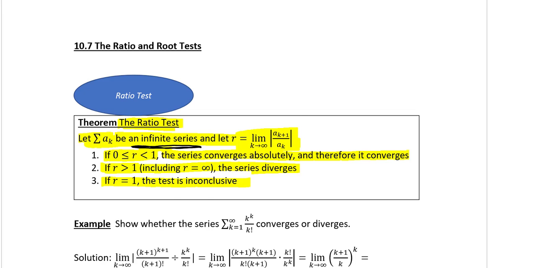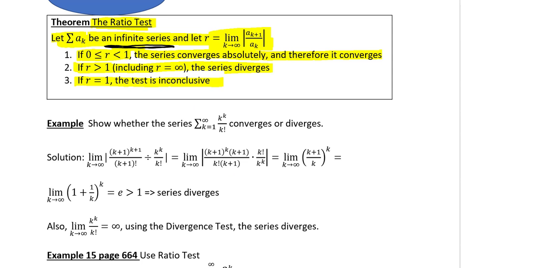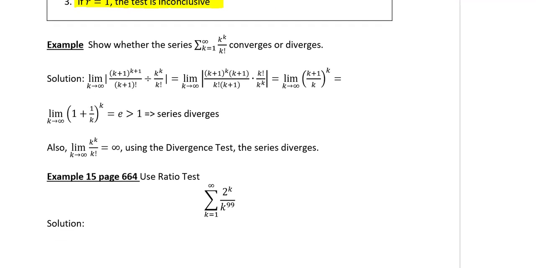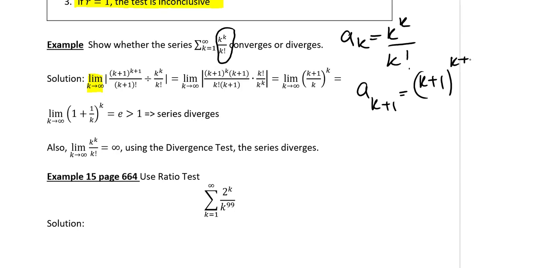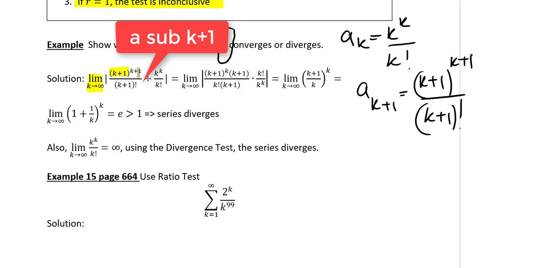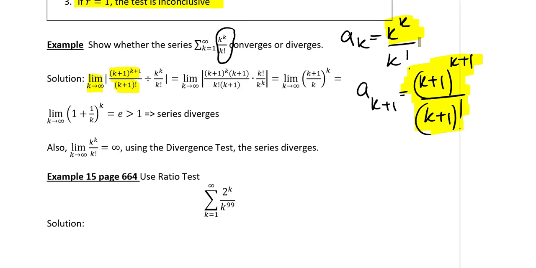Now let's go further. For example, show that the series sum as k goes from 1 to infinity of k to the k over k factorial converges or diverges. So looking at the ratio test, we're going to calculate the limit as k is approaching infinity of, and maybe we should say this term, it's our a sub k, so it's k to the k over k factorial. So our a sub k plus 1 term is going to be k plus 1 to k plus 1 over k plus 1 factorial. So going back to the problem, we have the a sub k plus 1 term, which is this one here, divided by the a sub k.